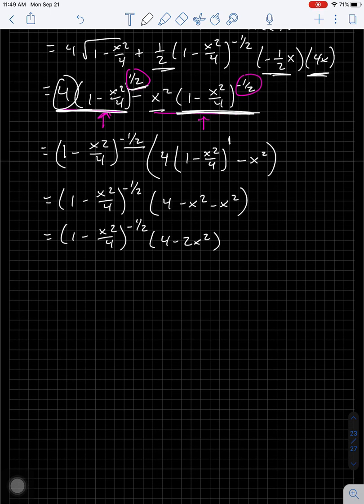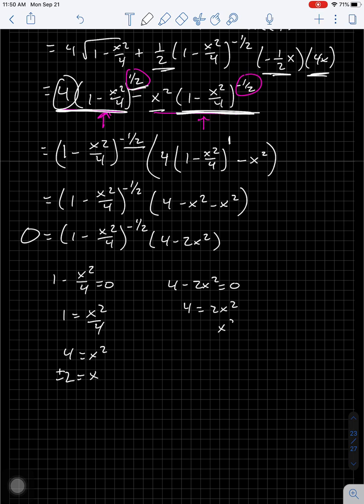Okay, now it's factored, so when we set it equal to 0, we're ready to go. You just set each quantity equal to 0 and solve. So I'm going to add this over, cross multiply, so x equals plus or minus 2, and over here x squared equals 2, so x equals plus or minus root 2.